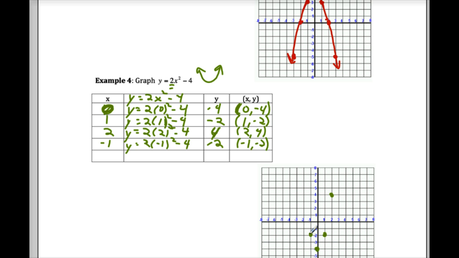I bet when x is negative 2, y is 4. 2 times negative 2 squared minus 4. Make sure you're using parentheses. That does give us a 4. So negative 2, 4. And we already got that graph. Make your curve, guys. Make your parabola.